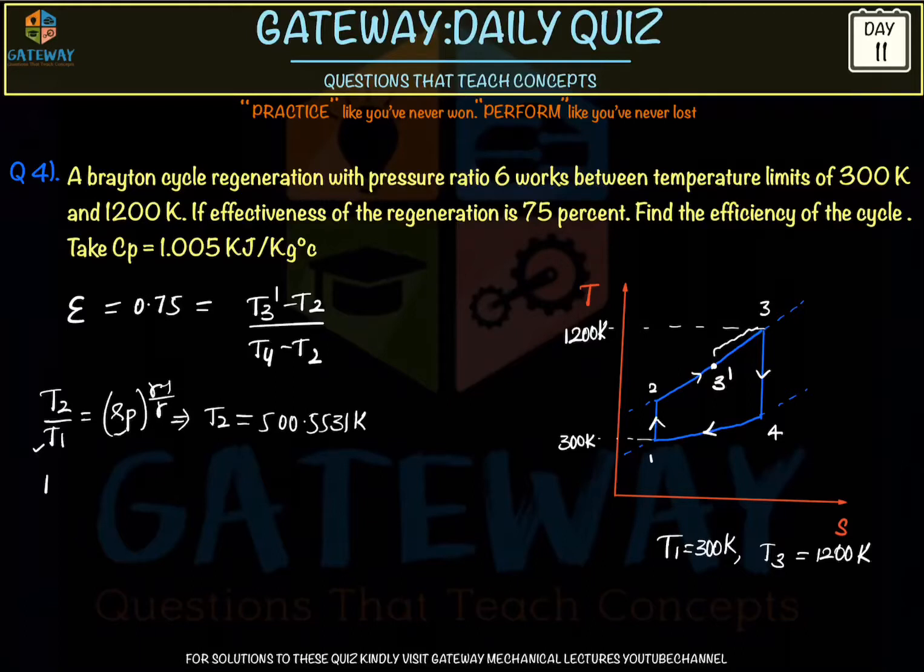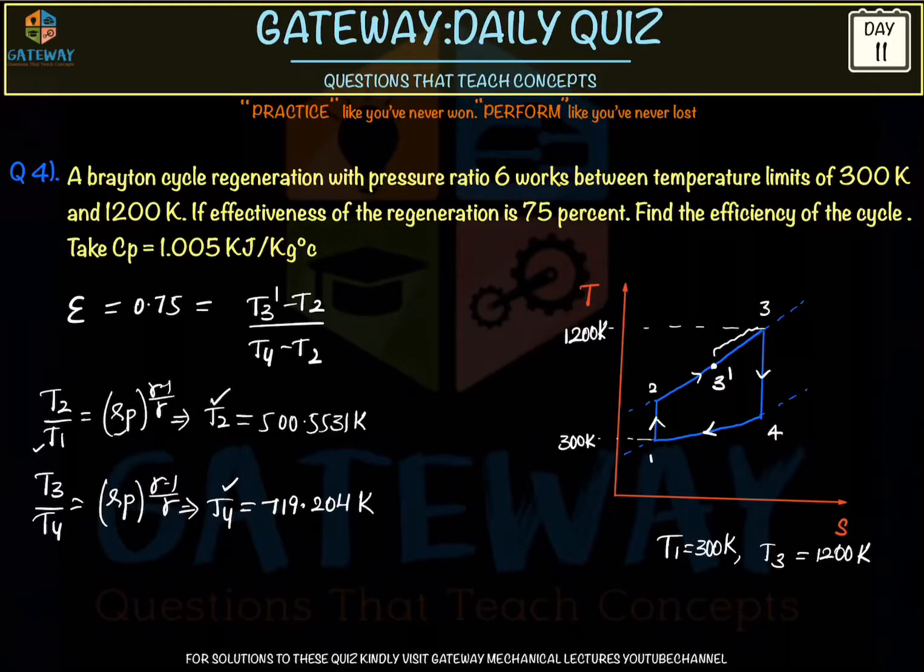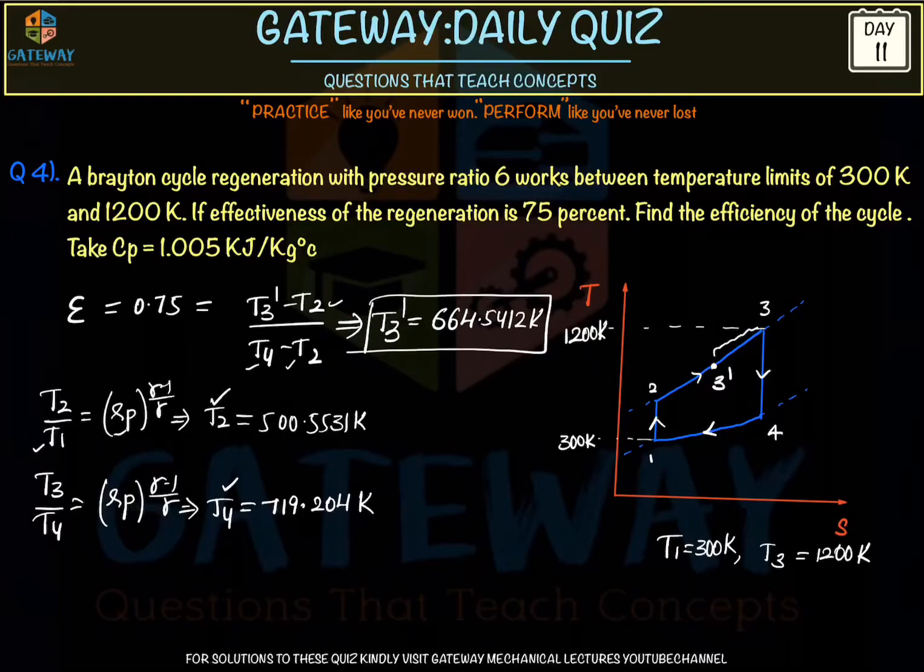Similarly, T3 was known, T4 was not known. So even for that we'll apply T3 by T4 is equal to the same pressure ratio, Rp power gamma minus 1 upon gamma. From this we'll calculate the value of T4, that comes out to be 719.204 Kelvin. Right. So T4 was known, T2 was known, T1 was known, T3 was known. All the data were known. We'll calculate T3 dash from this. Substituting this, T3 dash comes out to be 664.5412 Kelvin.